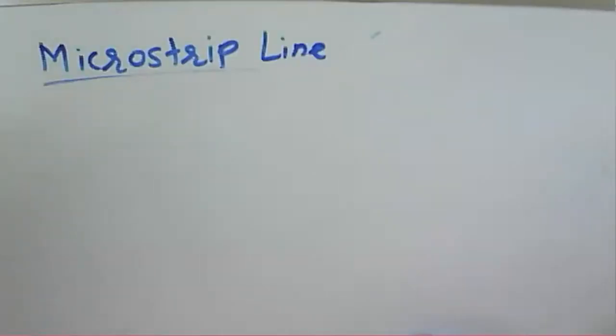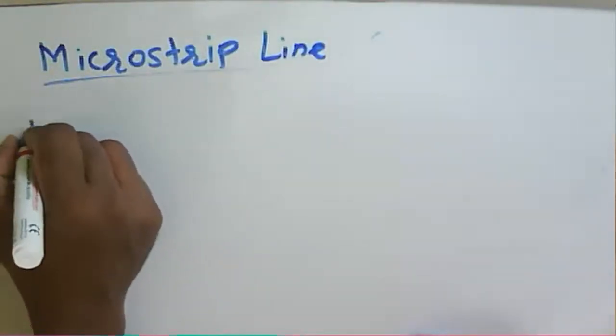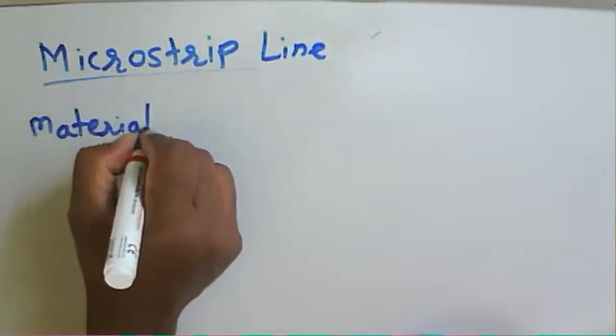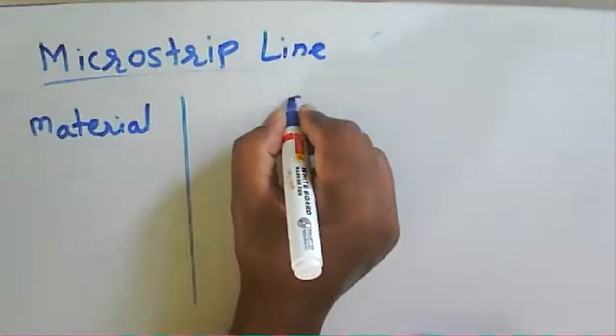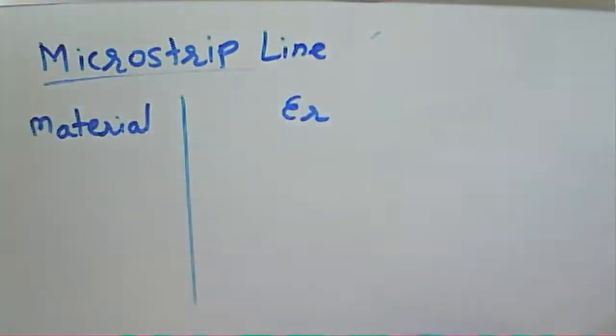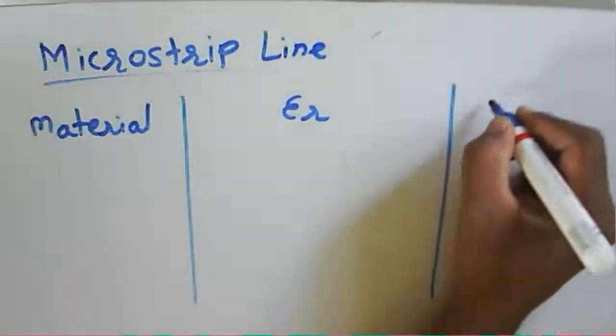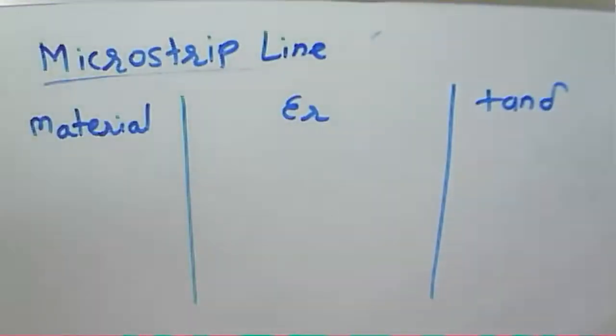So generally, we write the materials here, such as PTFE and glass. There are different types of materials, and each and every material has a dielectric constant epsilon r, and a tan delta. Tan delta is related to the depth of penetration. We have seen earlier for any conducting material what the skin depth is, and the factor tan delta belongs to that skin depth for the given material.